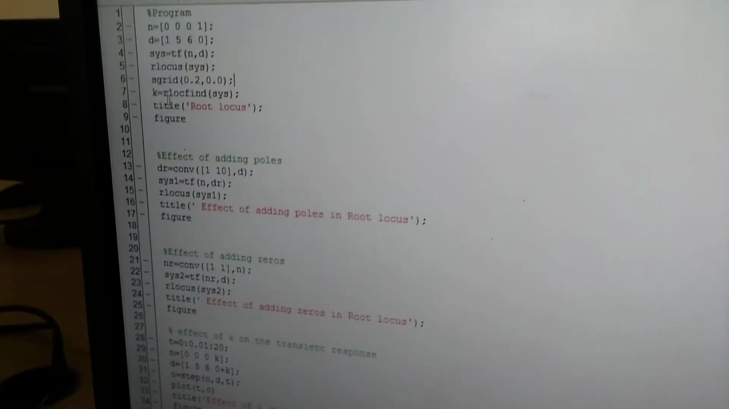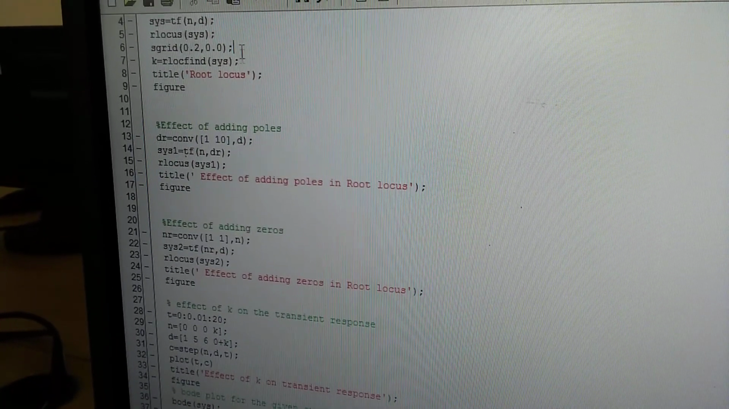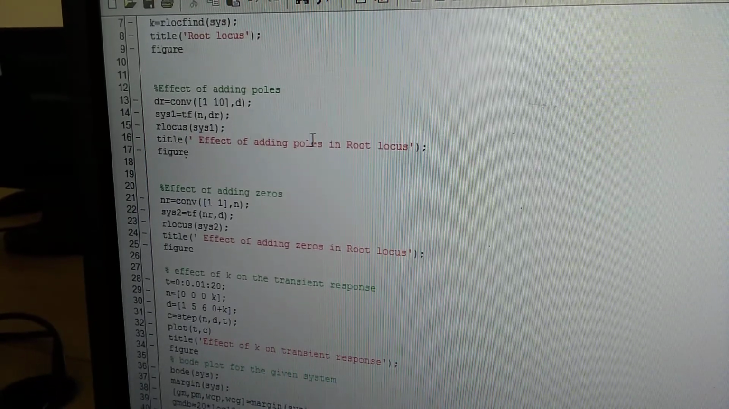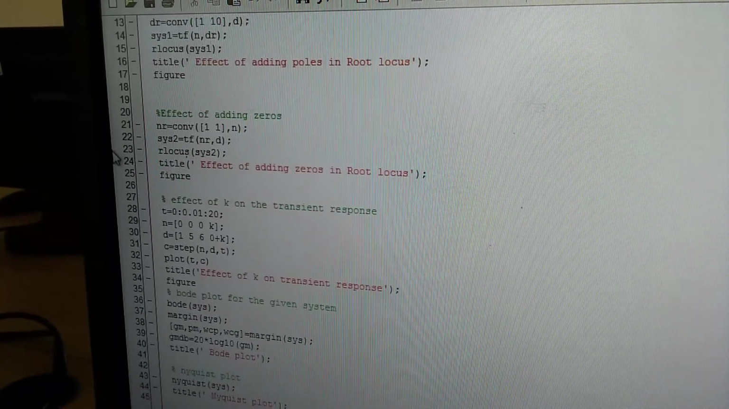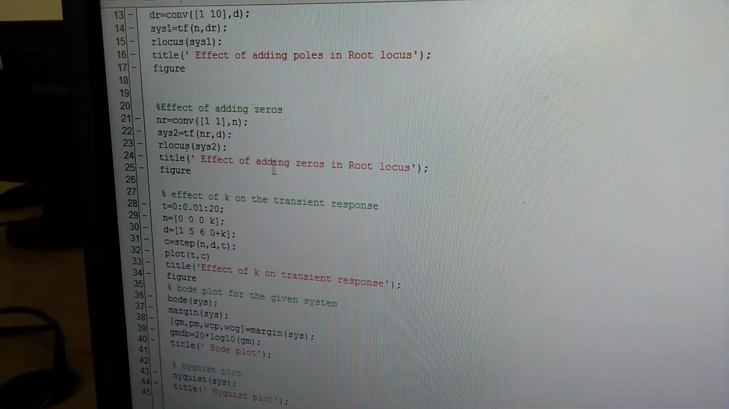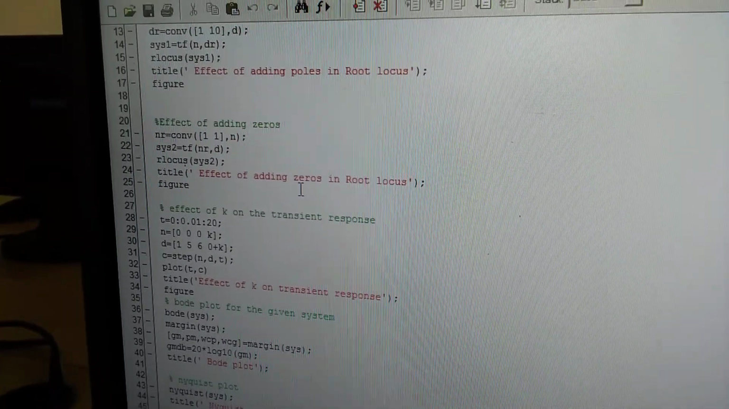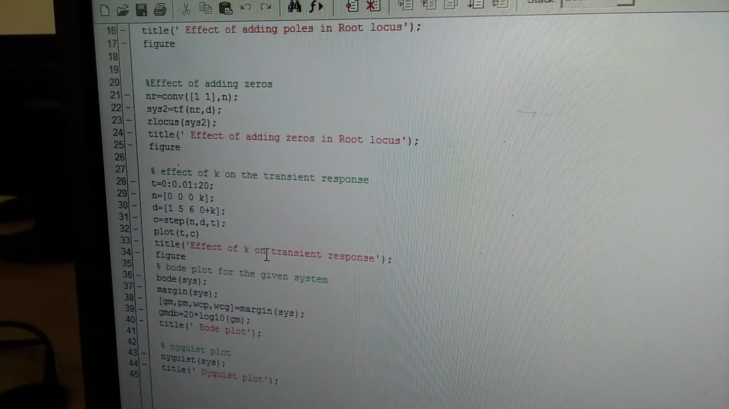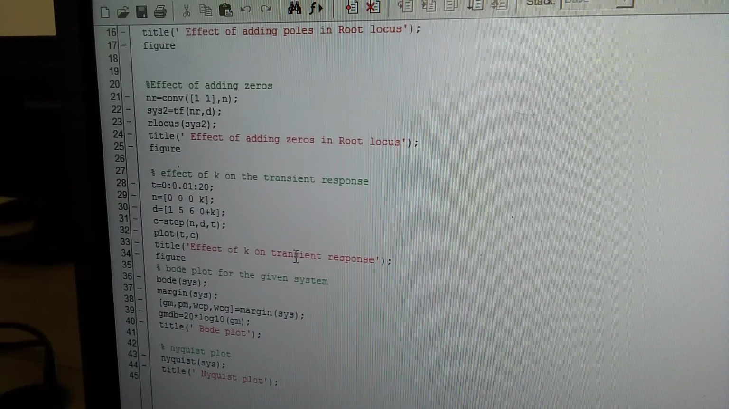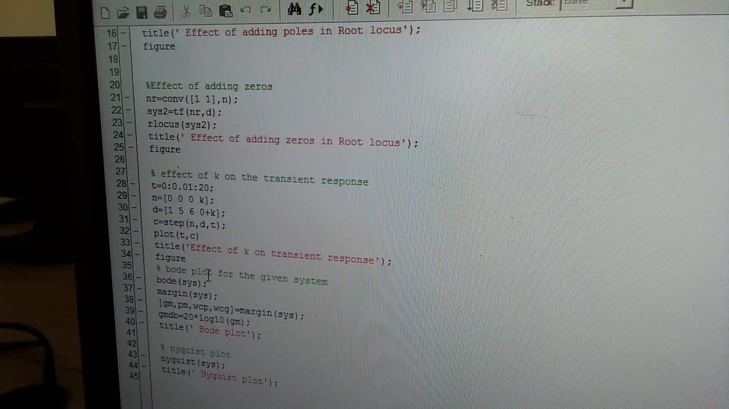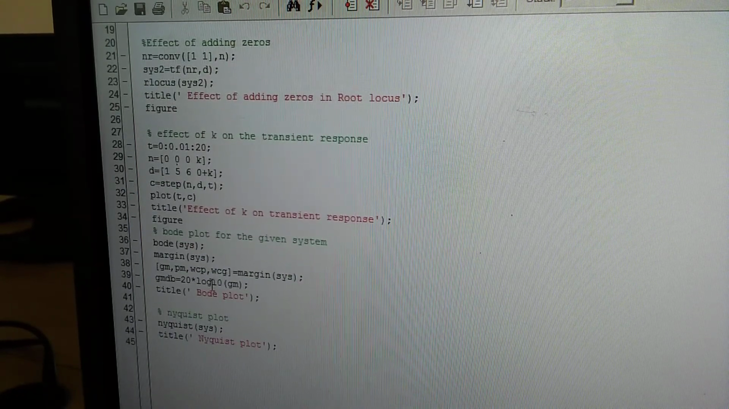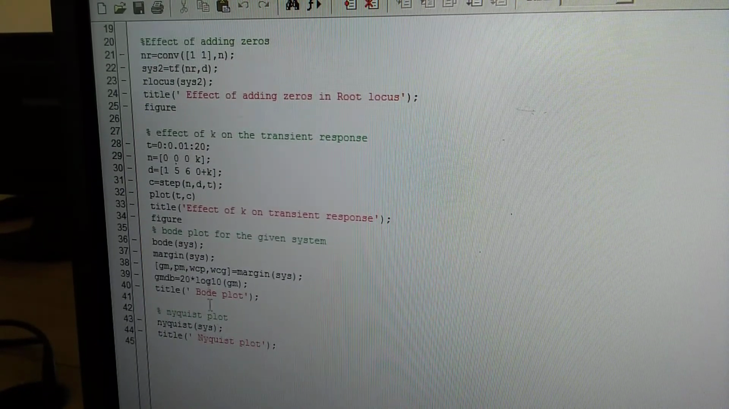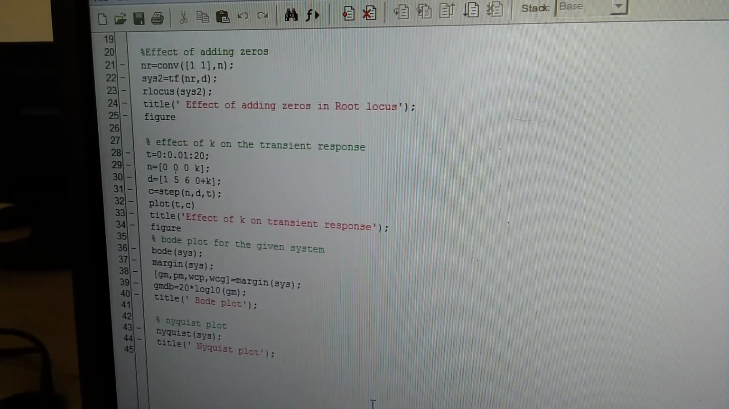This is the root locus, the first output. The second one is the effect of adding a pole, which is another output. The third one is the effect of adding zeros in the root locus. The fourth is the effect of loop gain on the transient response of our open loop transfer function. Next we are getting the Bode plot. Then this is the comparison of the Bode plot and Nyquist plot.